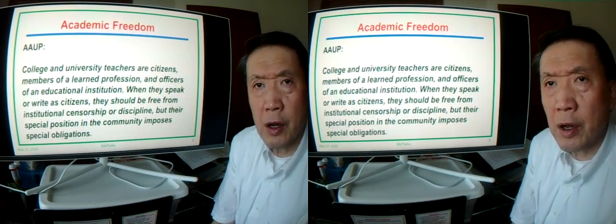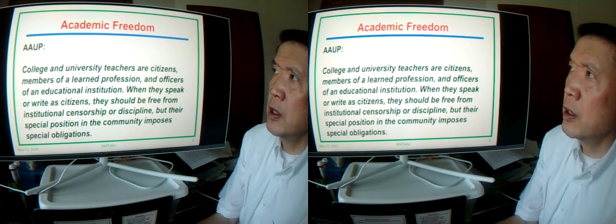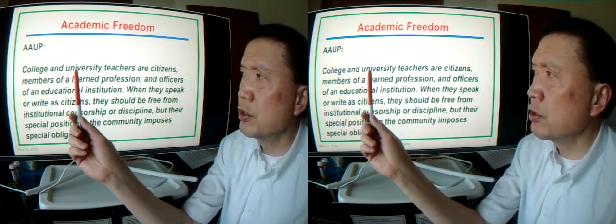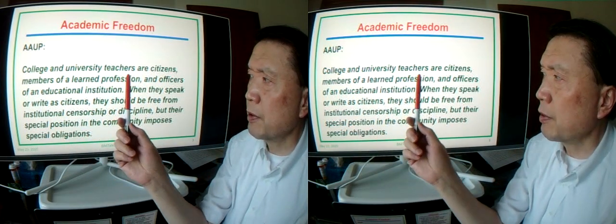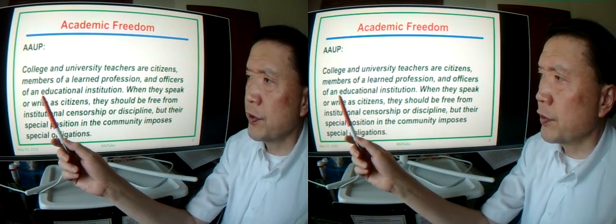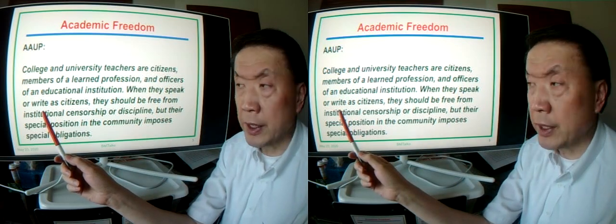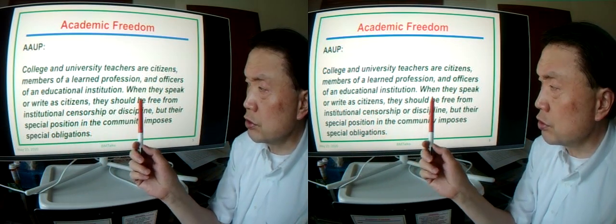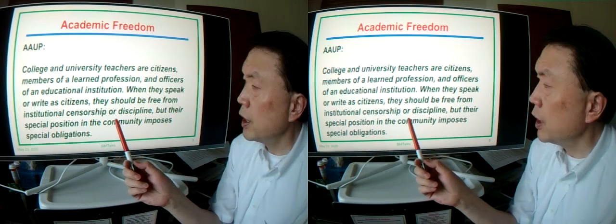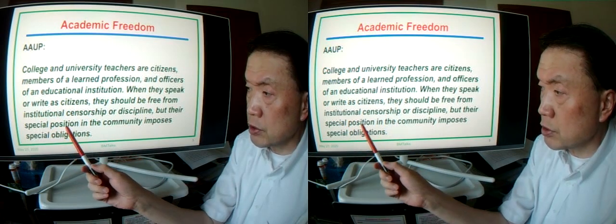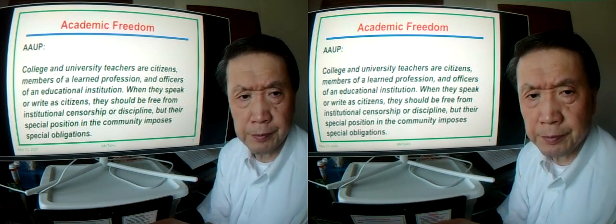As a professor at Michigan State University, I also have the rights of academic freedom. College and university teachers are citizens, members of a learned profession, and officers of an educational institution. When they speak or write as citizens, they should be free from institutional censorship or discipline, but their special position in the community imposes special obligations.